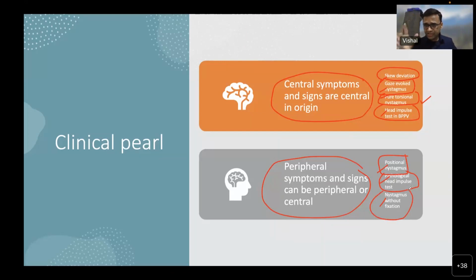For the fixation suppression of the nystagmus, there is a pathway. If the central etiology doesn't involve that pathway, then it is going to mimic a peripheral one. So these caveats we should remember.